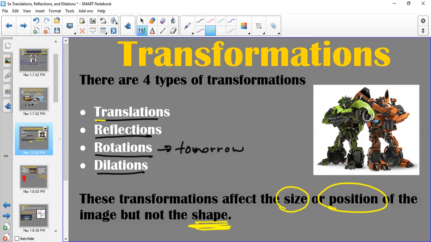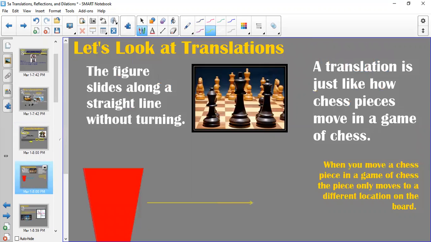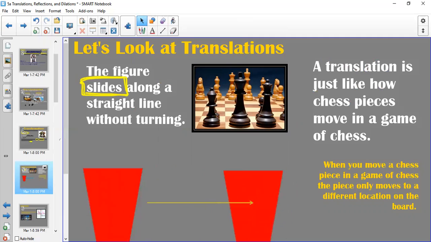Okay, so let's talk about translations. This is the first one. If I had to say one word for a translation, it is a slide. So translations slide along a line. So for example, it could slide straight across, it could slide diagonal, it could slide up, it can slide all different directions. Okay, just like a chess game.